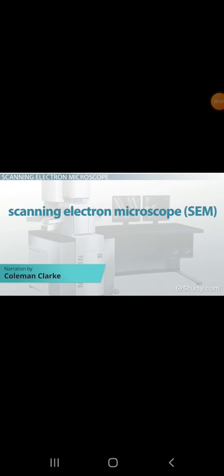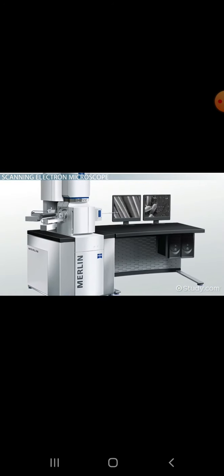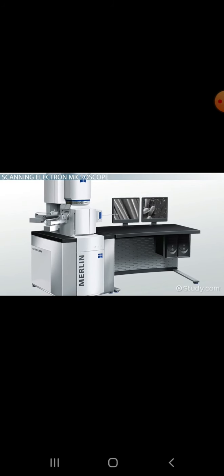A scanning electron microscope is a type of microscope that relies on tiny particles called electrons instead of light in order to generate an image. You've probably worked with light microscopes before. They're relatively small and have magnification lenses you can use to look at a sample on a slide. But it's less likely you've worked with a scanning electron microscope before. That's why this lesson will help you learn more about how one works and what it's used for.